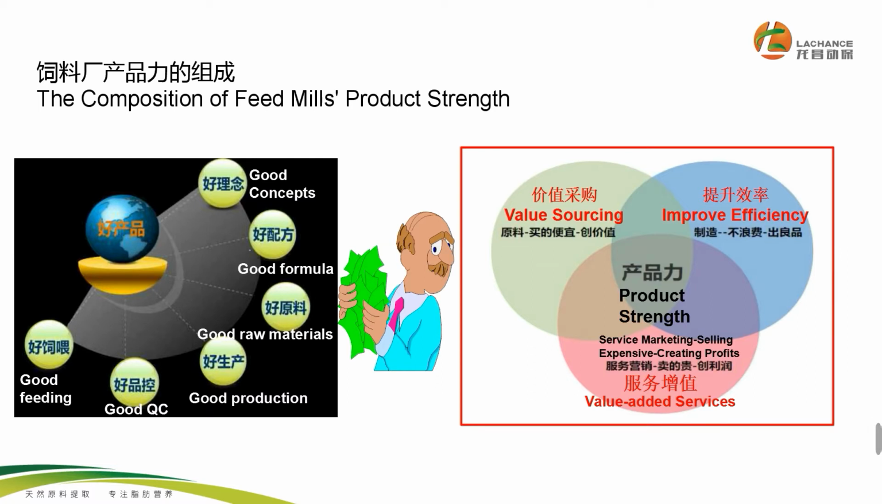The third is good raw materials. The fourth is good production. The fifth is the good quality control. The sixth is the good feeding. And the product strength also have 3 points. It's the value sourcing, improves the efficiency and value added service.